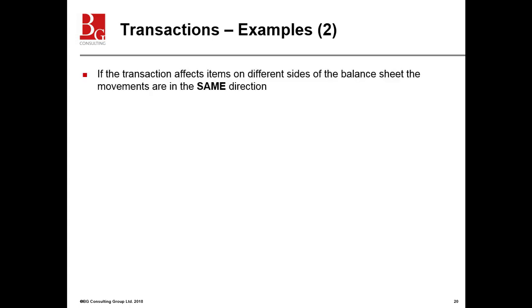For our next example, we'll see that if the transaction affects items on different sides of the balance sheet, the movements are in the same direction. So let's say we settle an outstanding trade payable of 200 paying cash. So a trade payable is a supplier that we owe money to. It's a liability on the balance sheet.